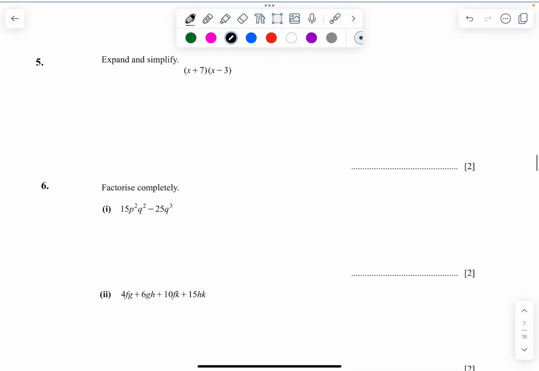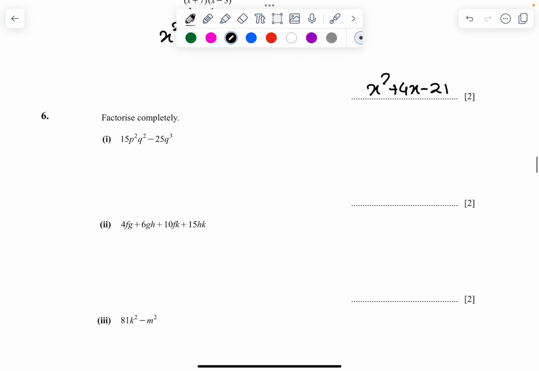Now question number 7.5. Simplify. So x times x is x square, x times minus 3 is minus 3x. 7 times x is 7x, 7 times minus 3 is minus 21. So it becomes x square plus 4x minus 21.